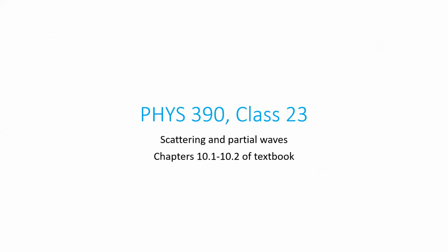This class is on scattering and partial waves. We'll be talking about scattering, which is when one object or a beam is impacted and goes off in different directions from another. And partial waves will be a technique that's used when we treat the scattering according to quantum mechanics to find the results of the scattering. This comes from chapters 10.1 to 10.2 of the textbook. Okay, let's take a look at scattering and partial waves.